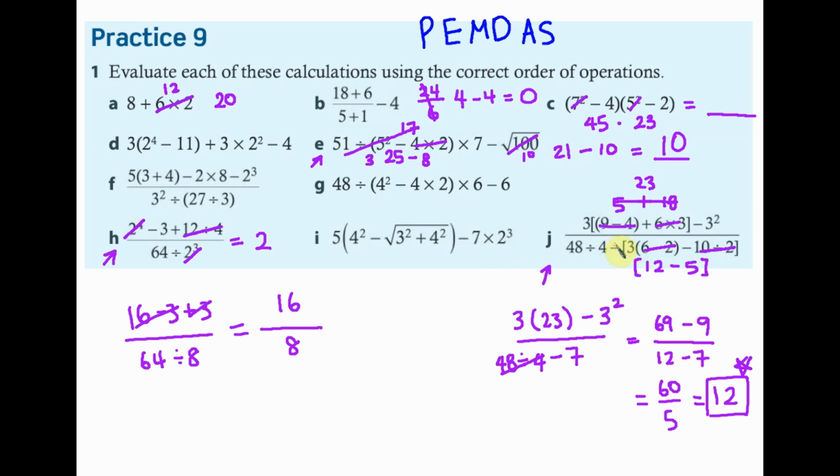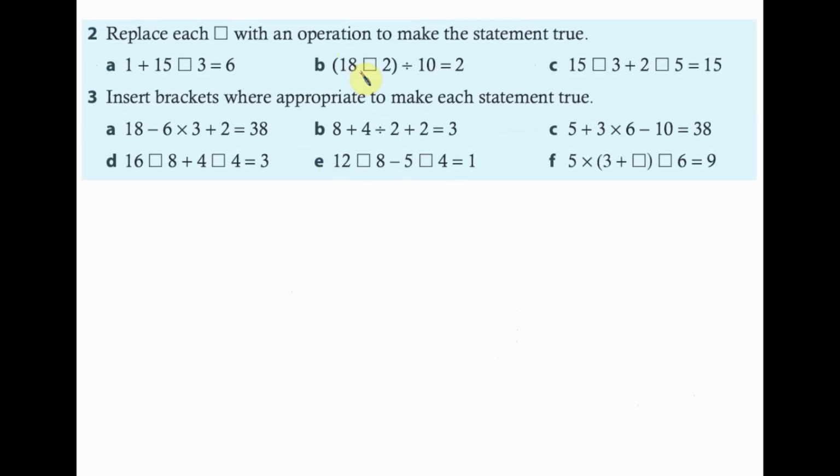I know that it looks very complicated, but if you do it step by step without making any mistake, it should be the same thing where you're just combining, let's say, part E and G at the same time, or something like that. Number 2, replace each box with an operation to make the statement true.